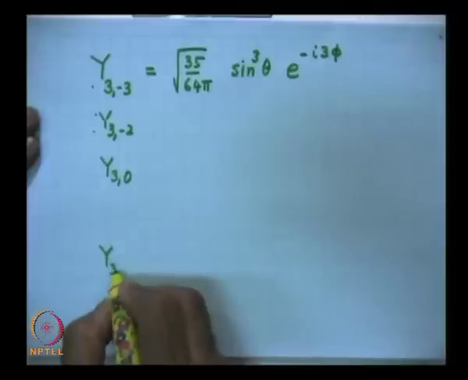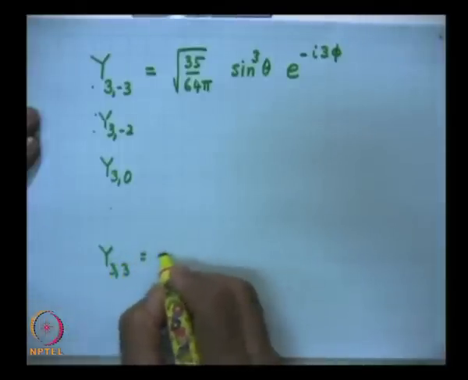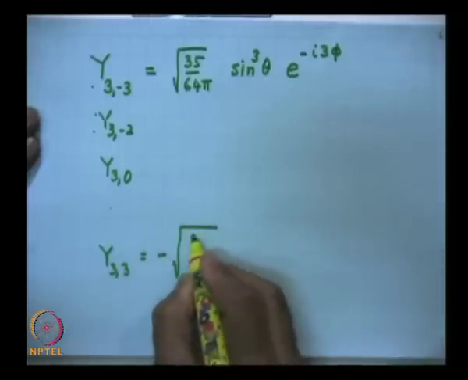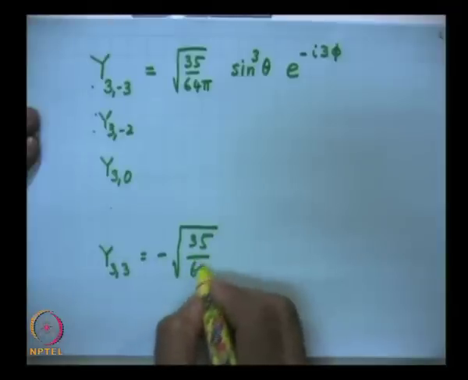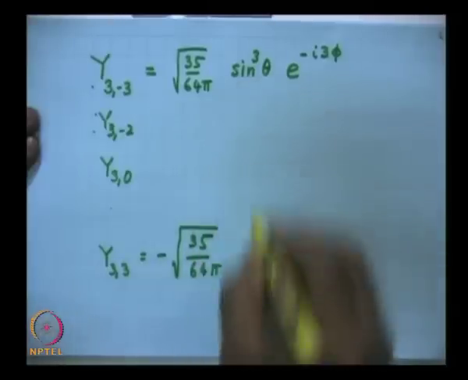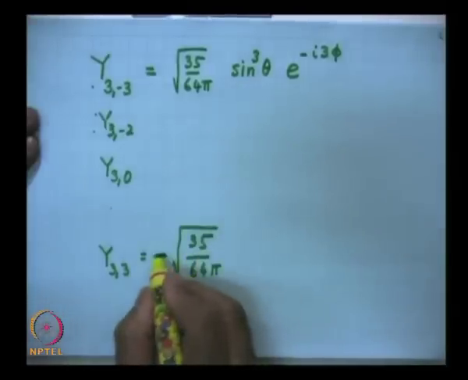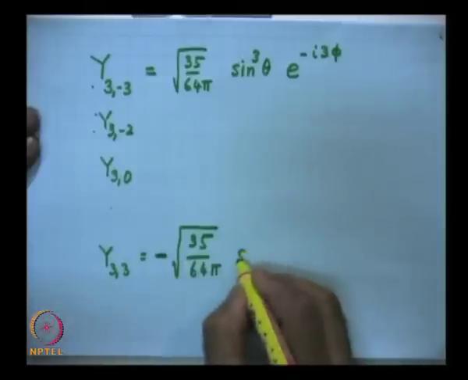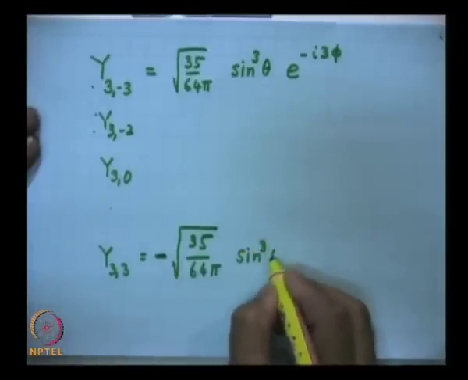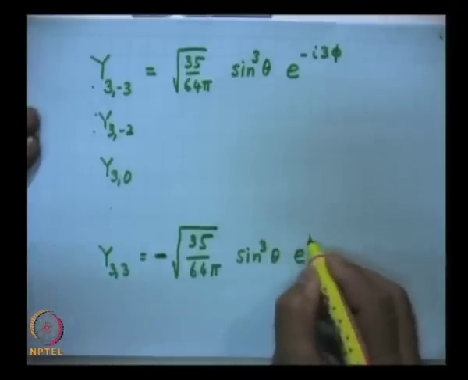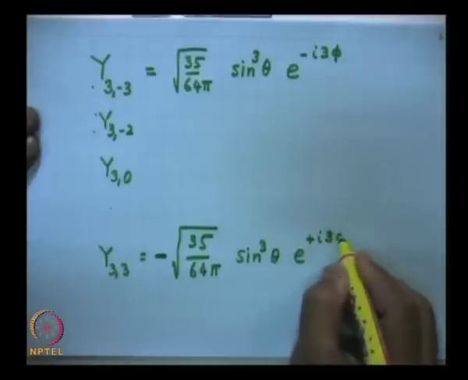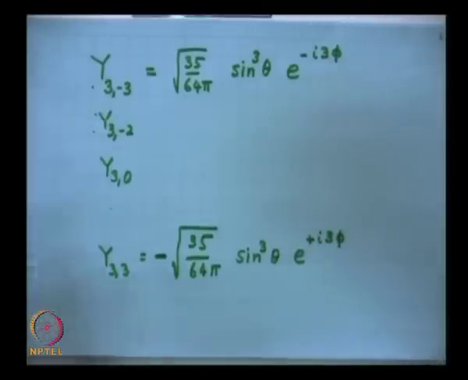So, if you get Y 3 3 from here, you will get a minus sign here, 35 by 64 pi. This will be the same factor, but now it will be a minus sign here, sine cube theta, but the phi part will now be plus i 3 phi. So, I have told you the recipe for obtaining all the spherical harmonics, it is just working out patiently.